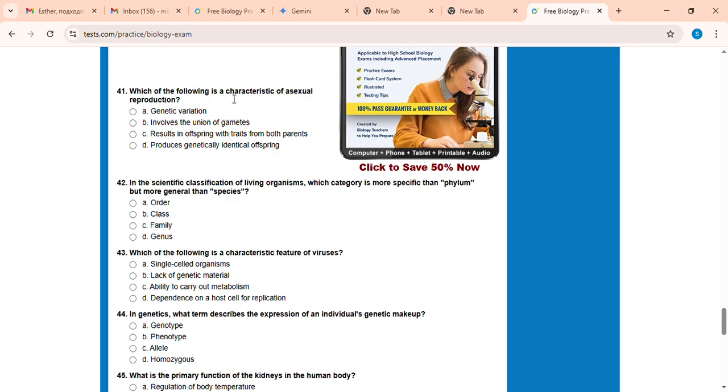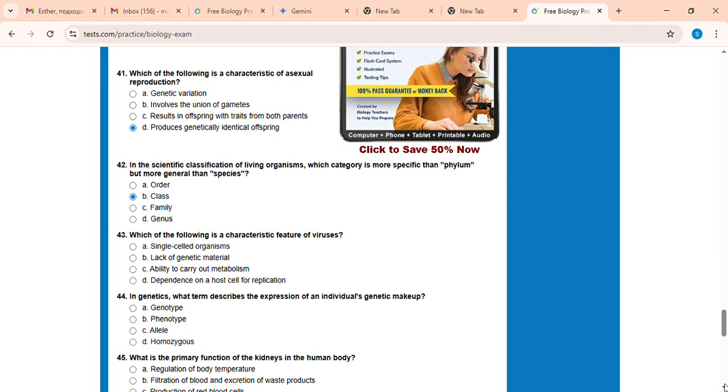Which of the following is a characteristic of asexual reproduction? Asexual. You will look like me. Yeah, identical offspring. In the scientific classification of living organisms, which category is more specific than, but more general than species? Here I think this is the order. King David called order. King Philip. So after phylum is called, that's class. But more general, yeah, I think it's class.